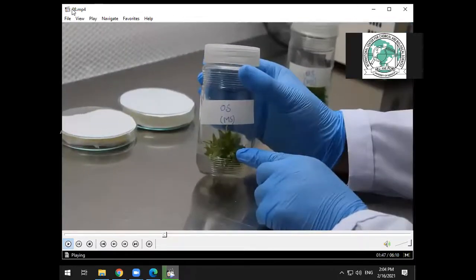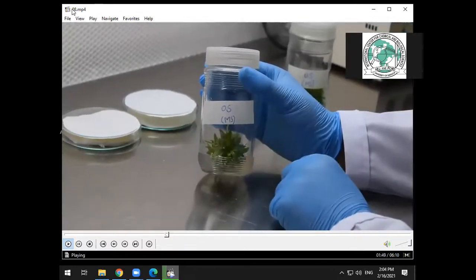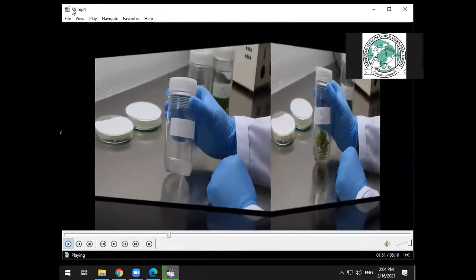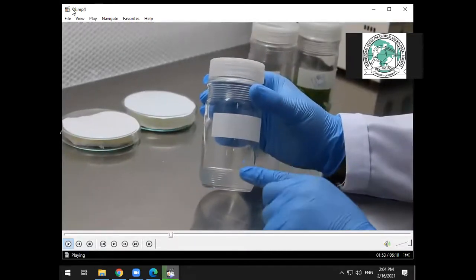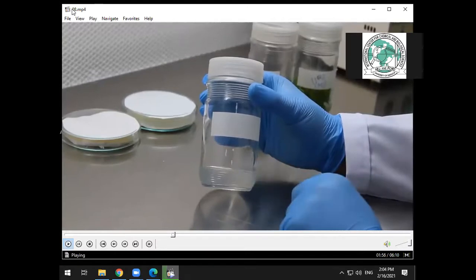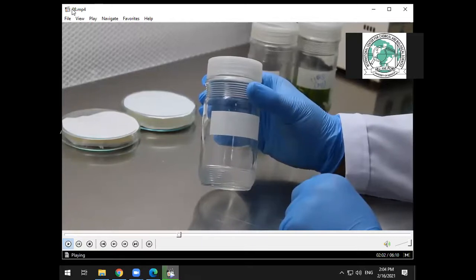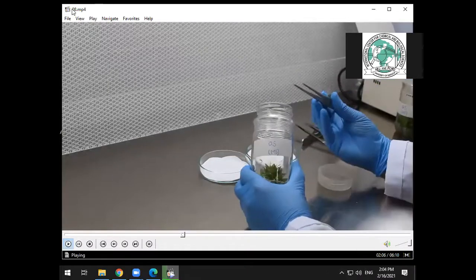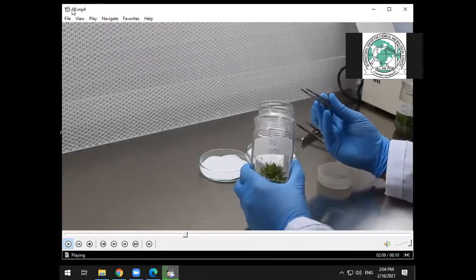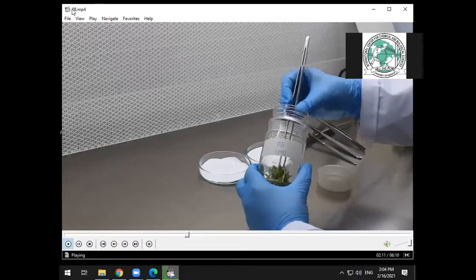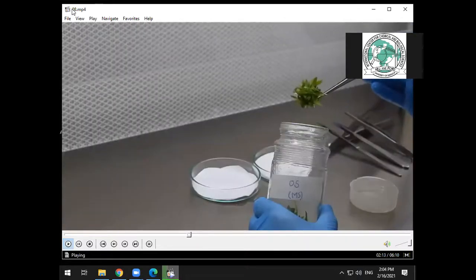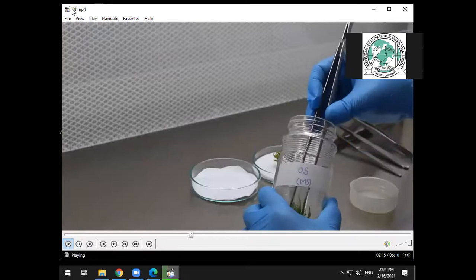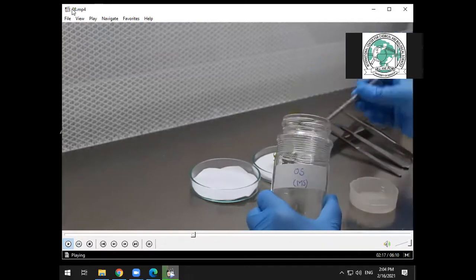These are the well-developed shoots ready to shift into the rooting media. Rooting media contains IAA, that is indole acetic acid, and IBA, that is indole butyric acid. Take out the shoots with the help of forceps and do not use hot forceps as it can damage your plant.